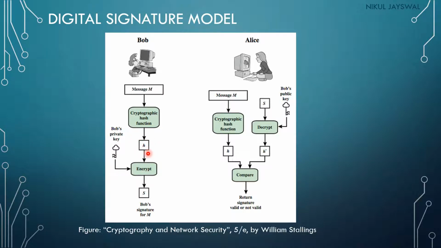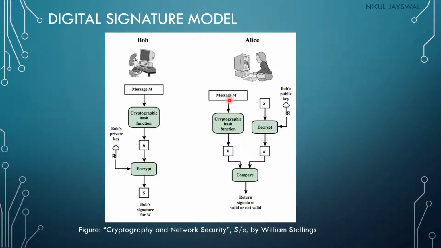Now that hash value of the message will be encrypted by Bob's private key. When we encrypt the hash value with Bob's private key, that encryption will construct the signature. So the ciphertext of the hash value will be called a signature, and that signature will be appended with the message. Now, how will the verification of the signature be done by Alice?